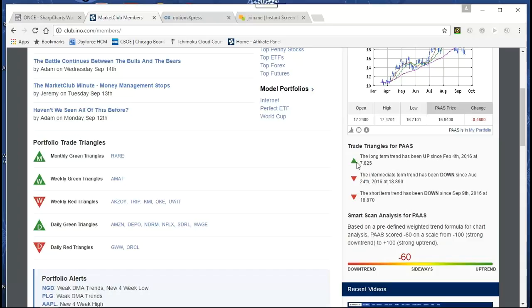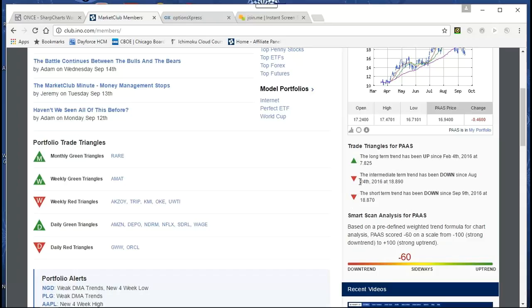For people trying to find an entry point, if they have a red weekly, which is what we have, this is a red weekly triangle right here, and then there's a red daily, it's not a good entry point for people looking to get into the stock. But if you're already in it and you got it at $7.82, you can stay in it. But if you're looking to get into the stock, what you're waiting for is to see at least a green daily.